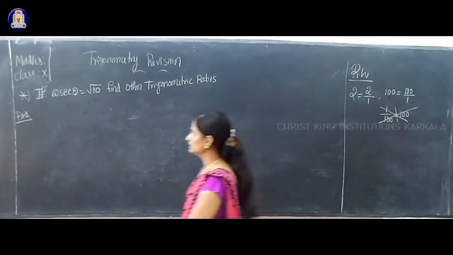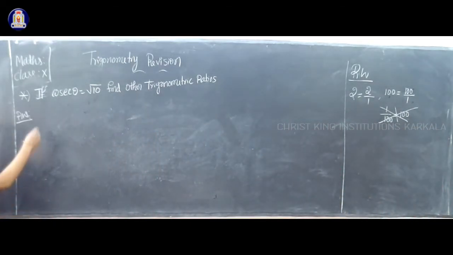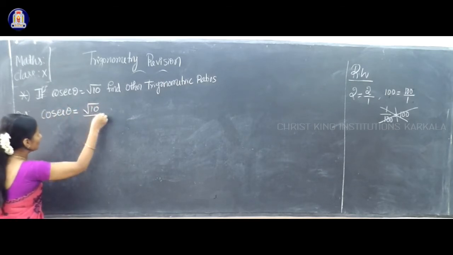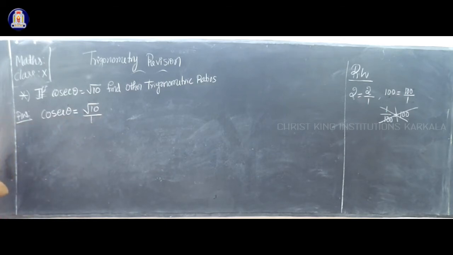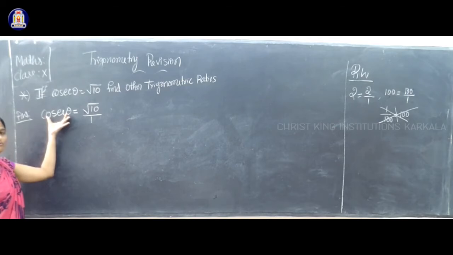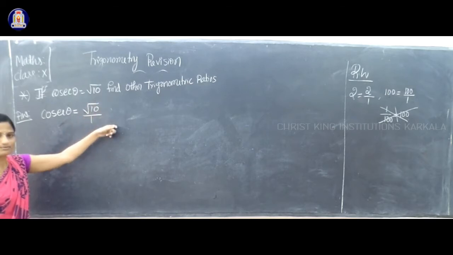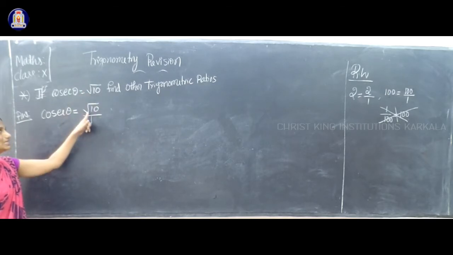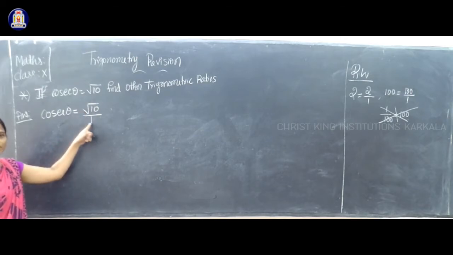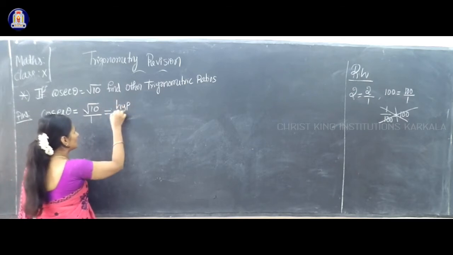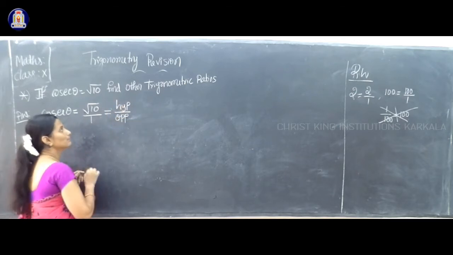Similarly, root 10 can be written as, how we can write? Cosecant theta is root 10 divided by 1. I will write root 10 divided by 1. Why am I writing like this? Because we have to apply the cosecant theta definition. The formula of cosecant theta is what? Hypotenuse side divided by opposite side. So that's why I am writing square root of 10 as square root of 10 divided by 1, which is equal to the definition of cosecant theta, hypotenuse side divided by opposite side, right?